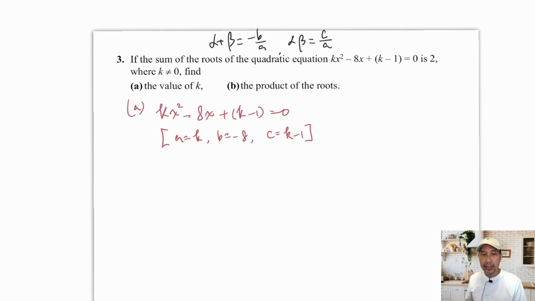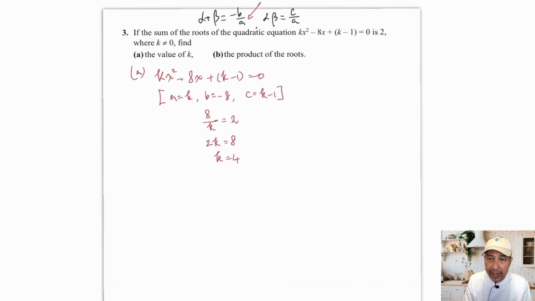Okay, the question says the sum of roots is 2. So we can use this formula: negative b over a is the sum of roots, which is 2. So negative b over a is 2. Okay, so 8 over k is 2, so 2k is 8. So k is 4.